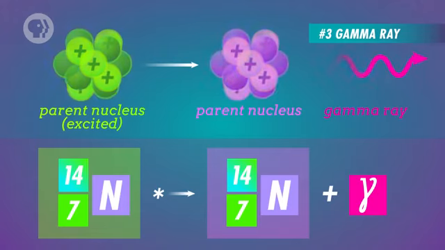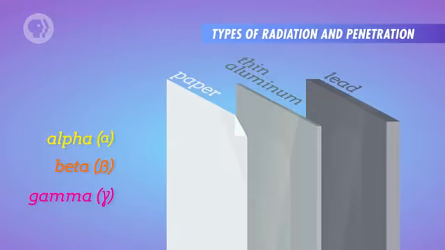Unlike alpha and beta decay, no transmutation occurs in gamma decay. Instead, the excited nucleus just decays into a ground state nucleus and a gamma ray. Gamma rays have the highest penetrating power, requiring a large amount of concrete or lead to stop their propagation. And there's so much more we could talk about if we had the time. Half-lives, radiocarbon dating, the basics of nuclear power, just to name a few.